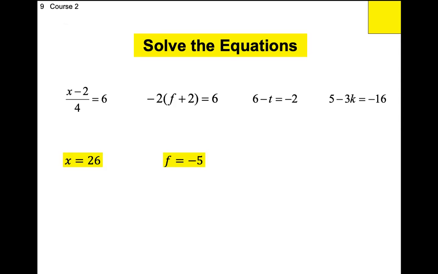Well, that's what I'm saying. You got to use the distributive property first. Negative 2f minus 4 equals 6. Add 4 to both sides. 4 and 6 is 10. Divide both sides by negative 2, get -5.